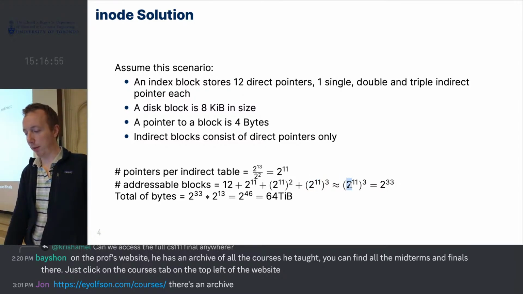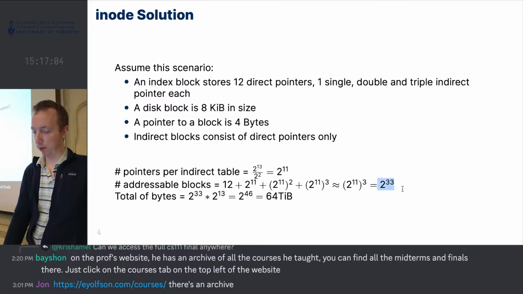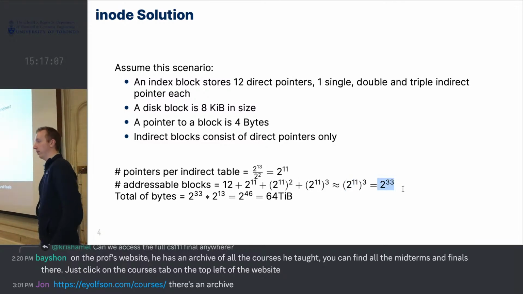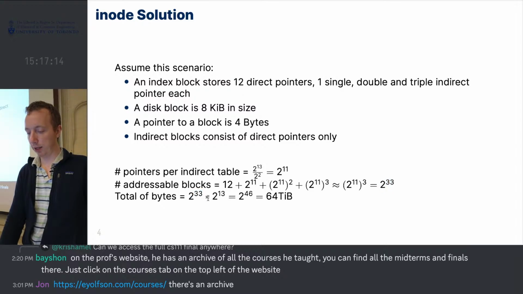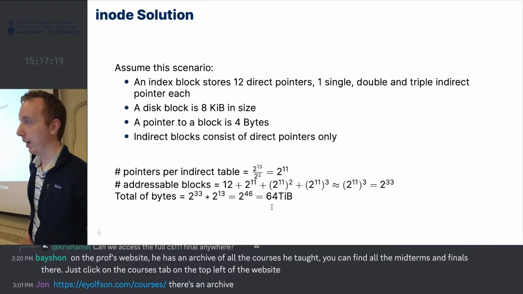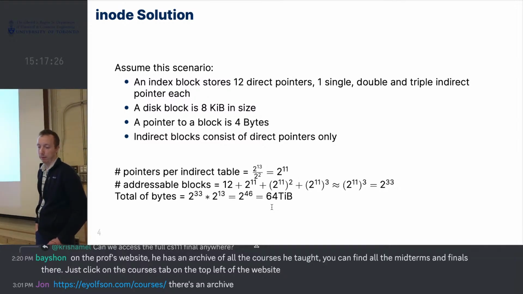So we can just approximate it to say that the maximum number of blocks we can point to is 2 to the 11 and all of that to the power of 3, which is 2 to the power of 33. So that's how many blocks we could refer to. So if we want to compute the maximum size of the file, it would be 2 to the 33 times the block size, which is 2 to the 13. That gets us 2 to the 48, which is 64 terabytes. So the maximum size of the file we can have is 64 terabytes plus a little more. So is that more reasonable for a maximum file size?